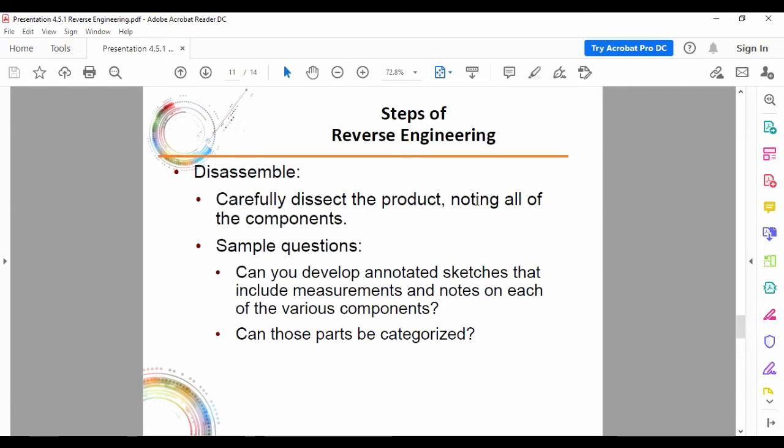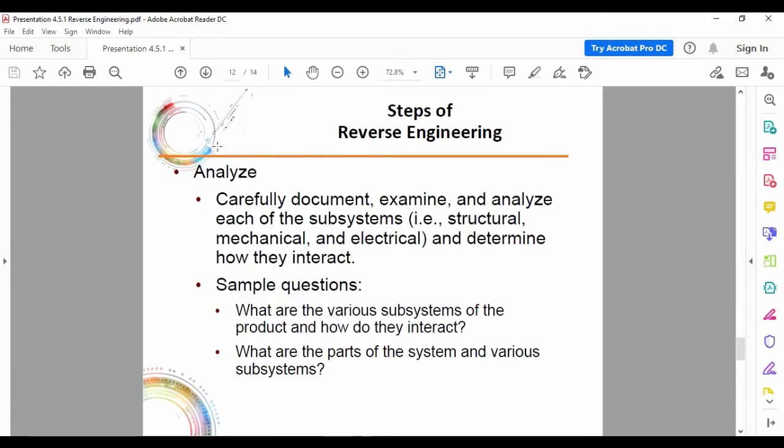Carefully dissect the product, noting all of the components. Some questions that you may ask: can you develop annotated sketches that include measurements and notes on each of the various components, and can those parts be categorized? Especially when you start talking about systems and their subsystems. Categorization is key. Carefully document, examine, and analyze each of the subsystems, structural, mechanical, electrical, and determine how they interact.